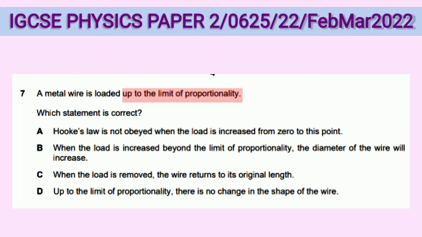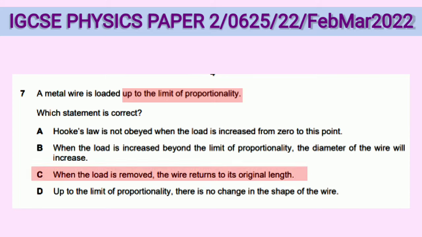No, beyond the limit of proportionality, length increases and diameter will decrease. So that is also incorrect. Option C. When load is removed, the wire returns to its original length. Yes, this is a correct statement. That's because when the stress is removed, the wire will come back to its original shape.